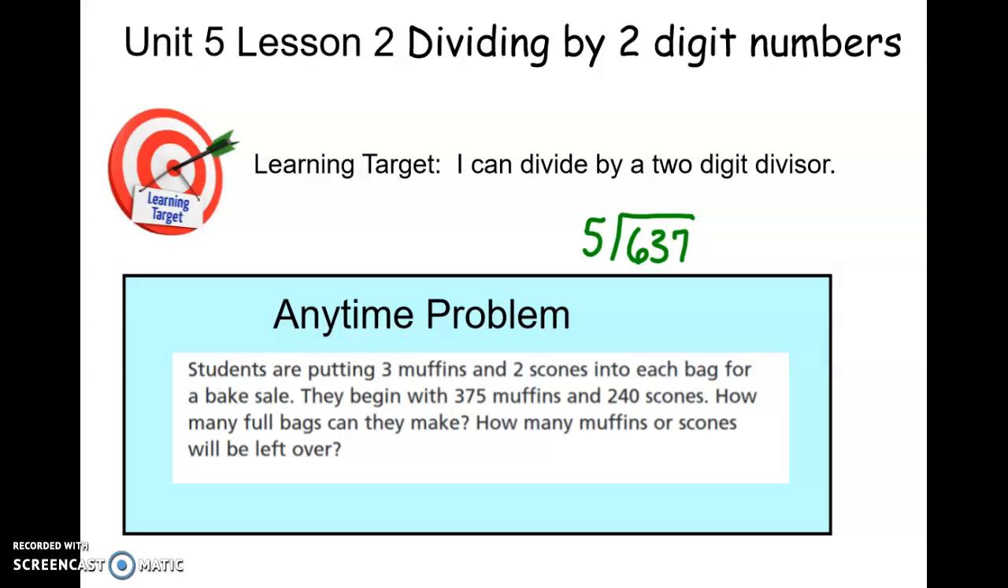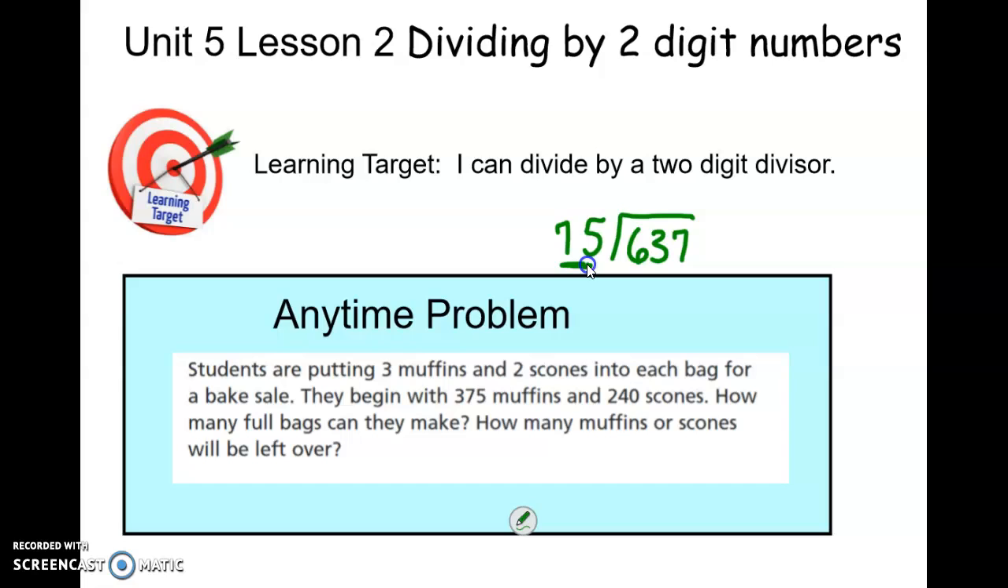Today we're going to divide by a two-digit number, and our learning target is I can divide by a two-digit divisor. So the divisor, remember, is the number that you're dividing by. It's out over here. This is a one-digit divisor. If I put a 7 out here, now it's a two-digit divisor.